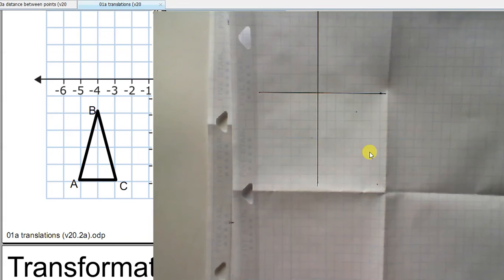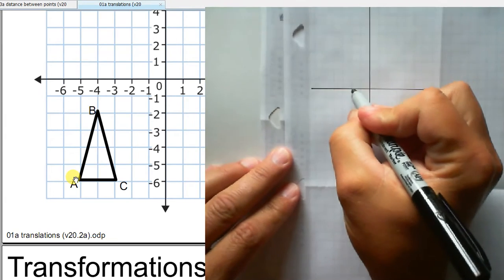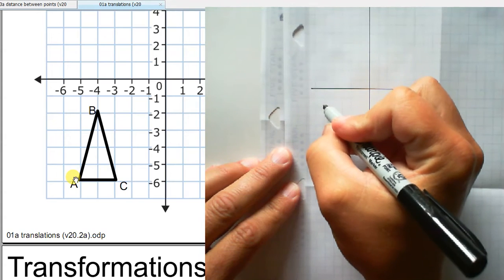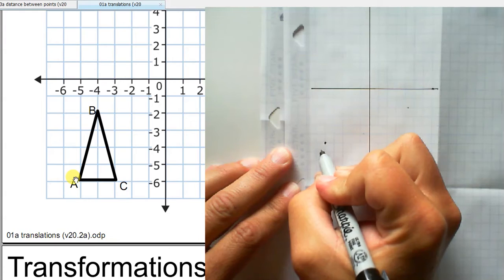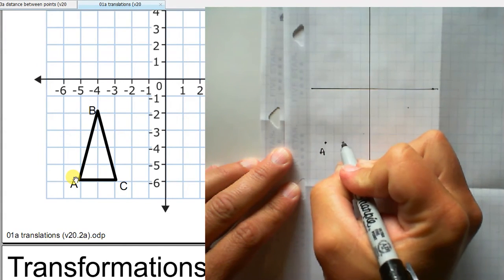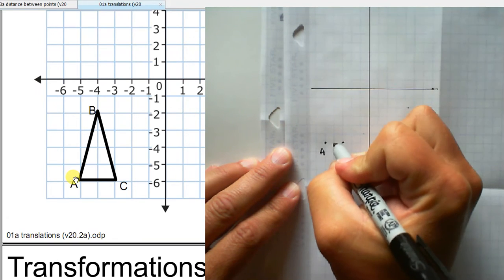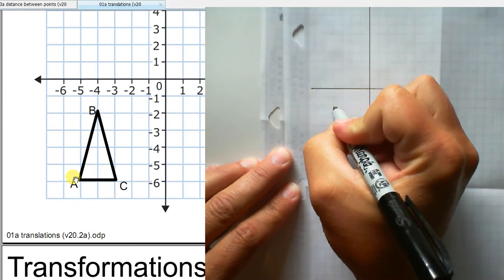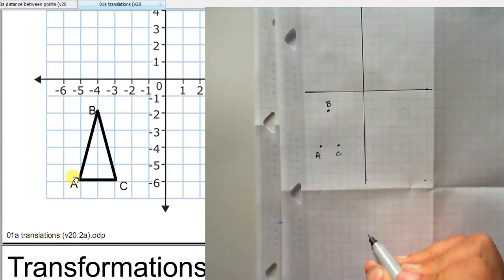Plotting this triangle, it looks like A is at -5, -6. 1, 2, 3, 4, 5. 1, 2, 3, 4, 5, 6. There's A. And then I'm just going to go over 2 to get to C. And it looks like I have to go up 1, 2, 3, 4 to get to B. So there's the original triangle.